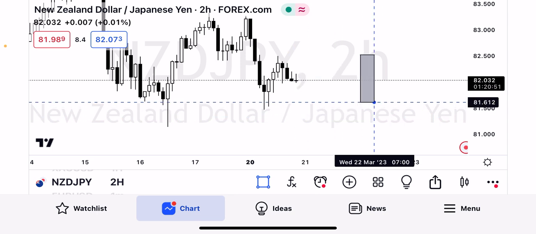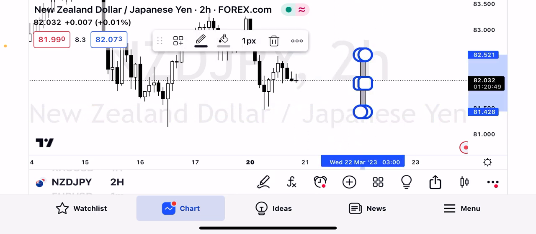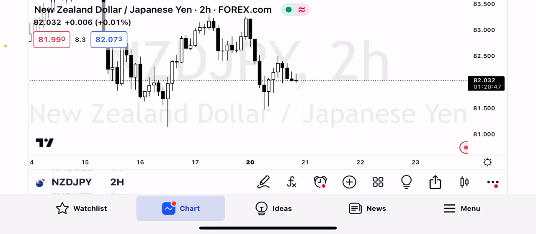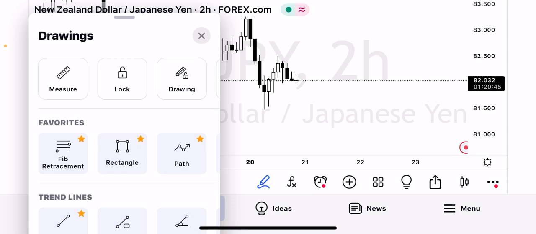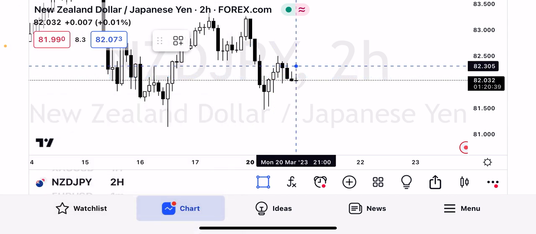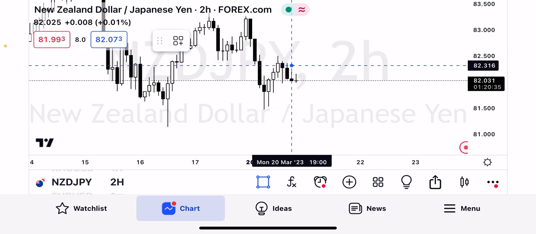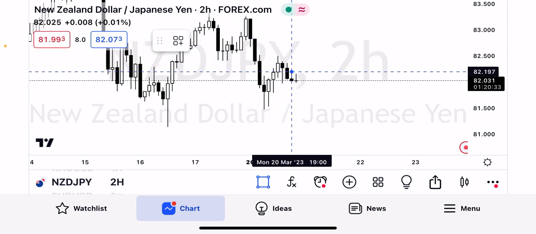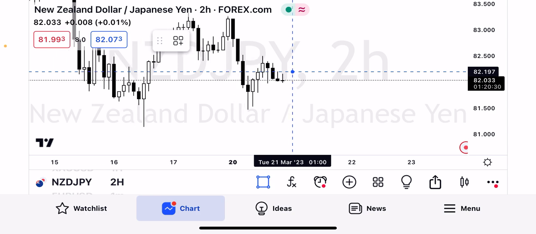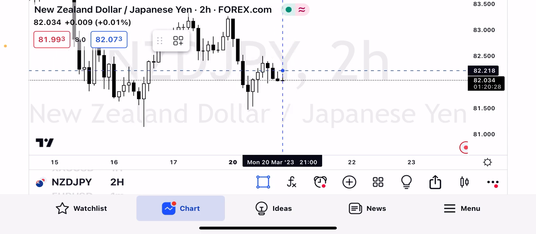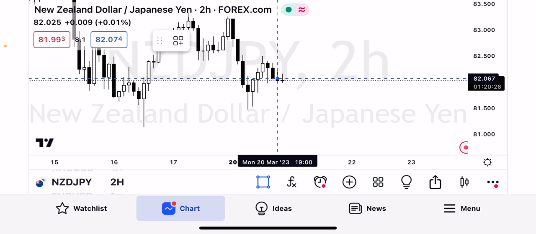How I drew it is, I can click on it and delete. I click on this pencil icon again. You can see rectangle. Sorry, it's a rectangle. You can see where it was highlighted, rectangle. You click on it and then you can place it anywhere in your chart, absolutely anywhere, just to draw it out. So let me place it here on the 2-hour chart now.